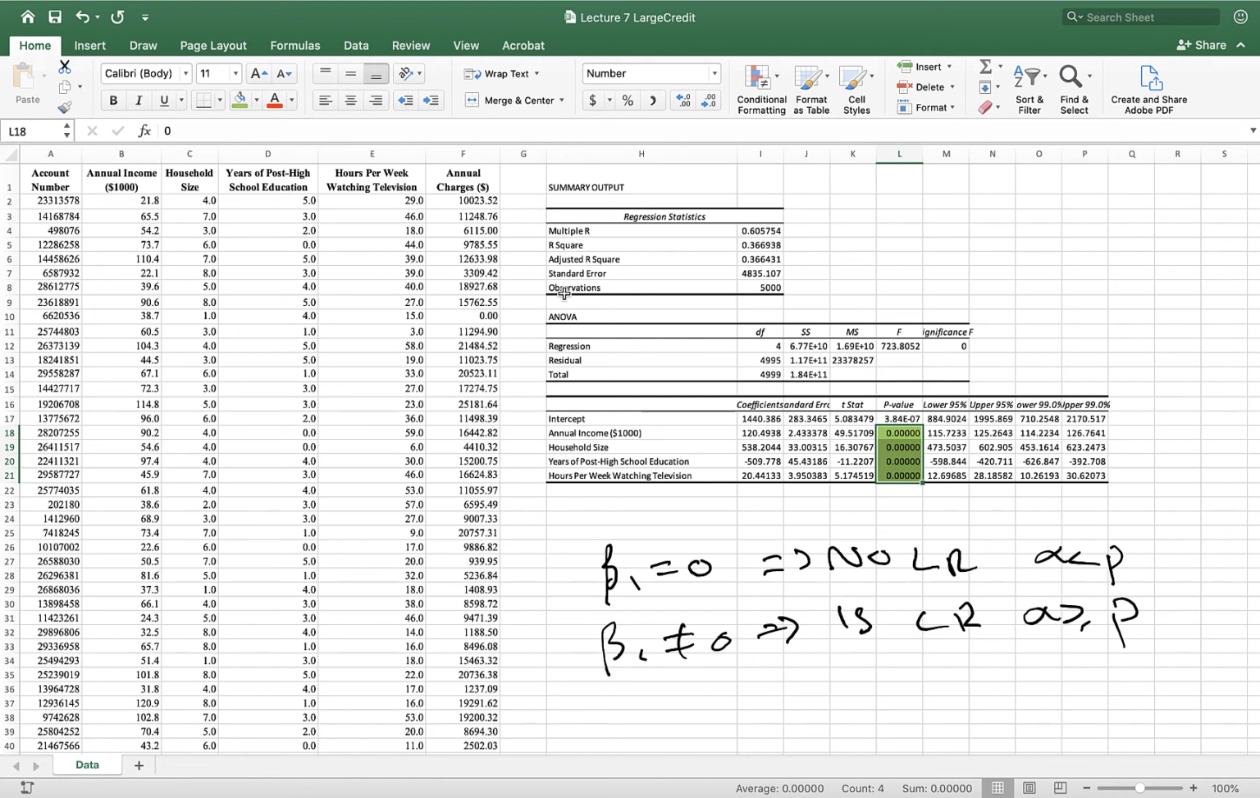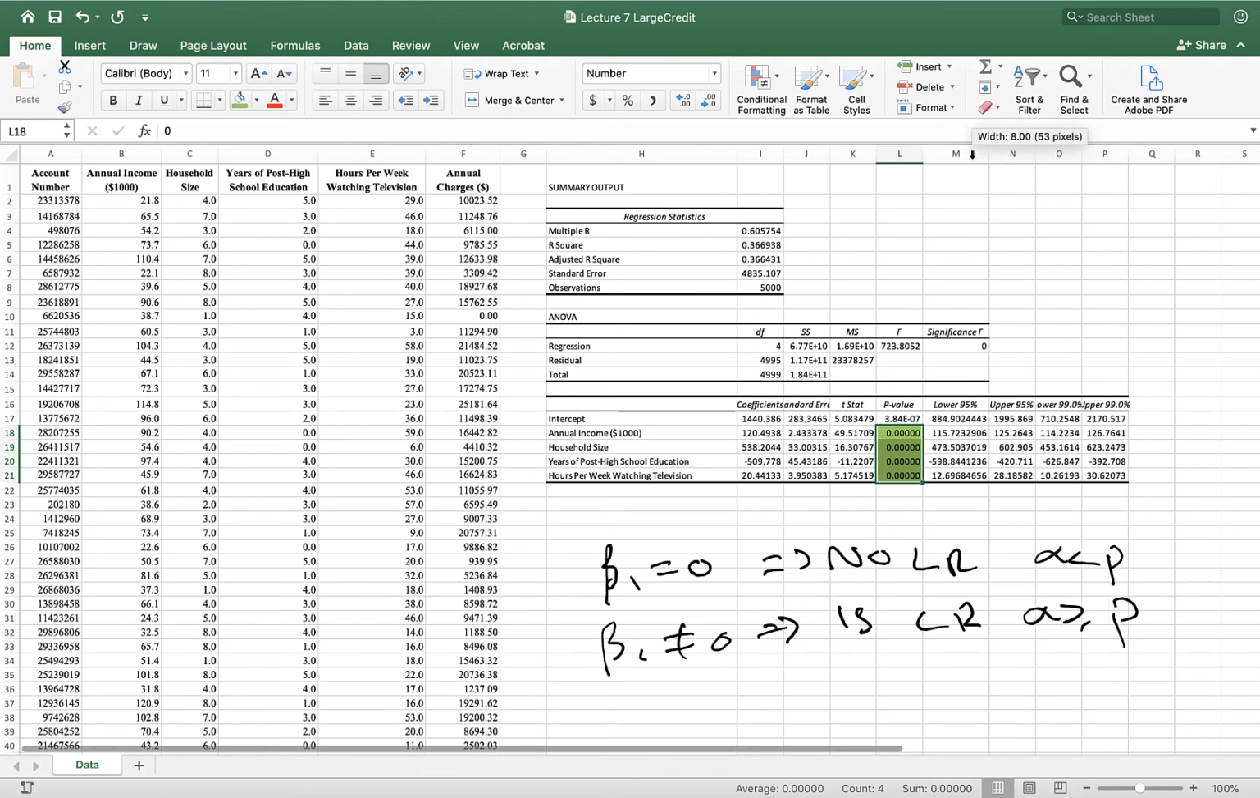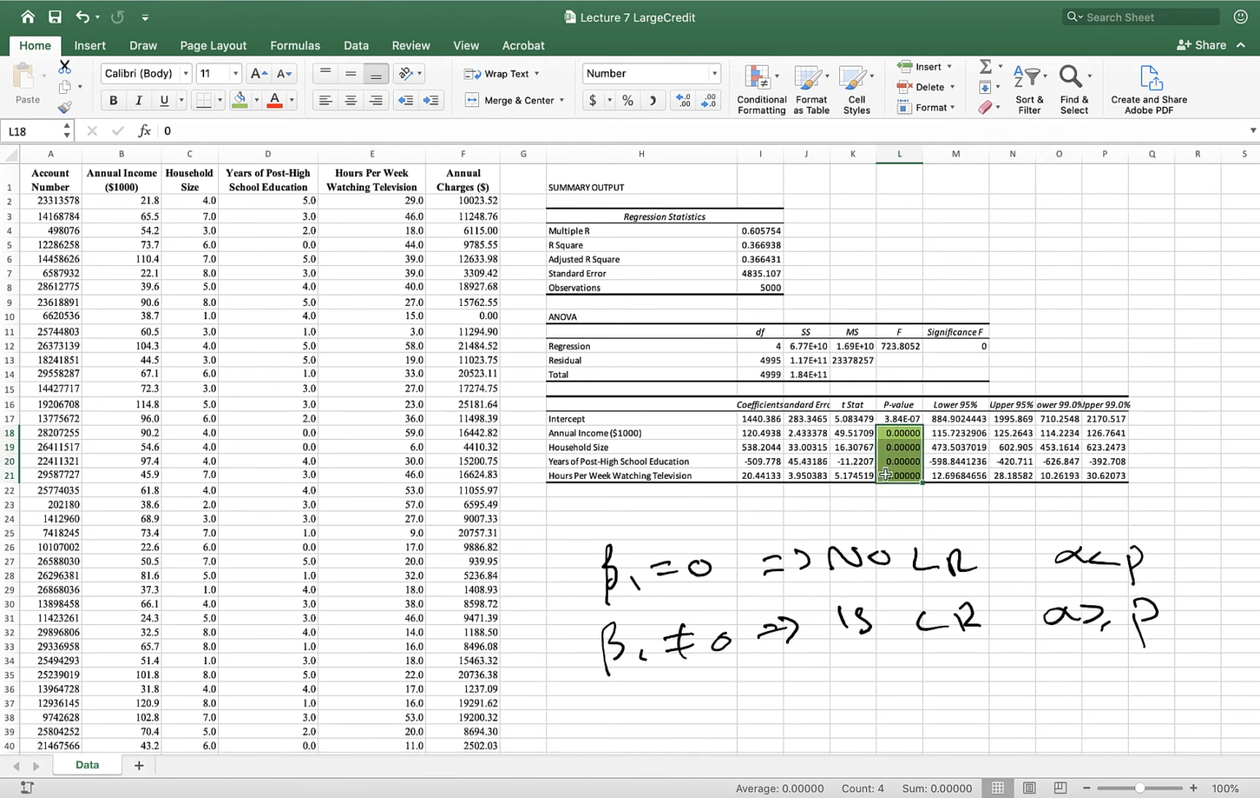There's another test that you can actually do to figure out if the model overall is valid. So here we look, using the p-value, we're looking at individual items, individual independent variables. Is annual income valid? Yes. Is household size valid? Yes. Is years of post-high school education valid? Yes. And hours per week, is that valid? Yes, according to this model, which is large and we know may be flawed. But is there another test that we can do where we can just test the whole model? Rather than testing individual parts of it, can we test the whole model in one fell swoop? And the answer is yes, there is.